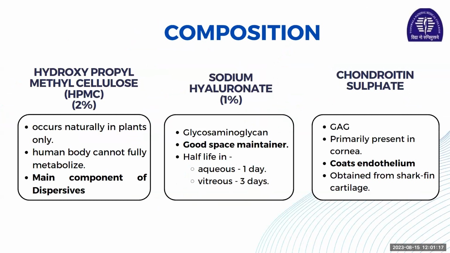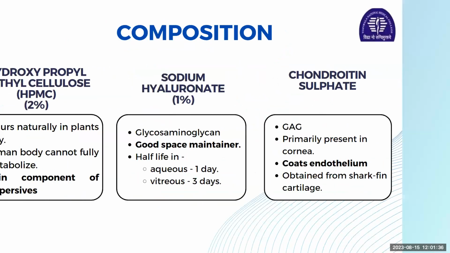First is HPMC, hydroxypropyl methyl cellulose. It occurs naturally in plants and is not found in animal or human body. It is the main component of dispersive agents. Sodium hyaluronate is a glycosaminoglycan with a good space maintaining property. Coming to chondroitin sulfate, it is also a GAG present in cornea and coats the endothelium.